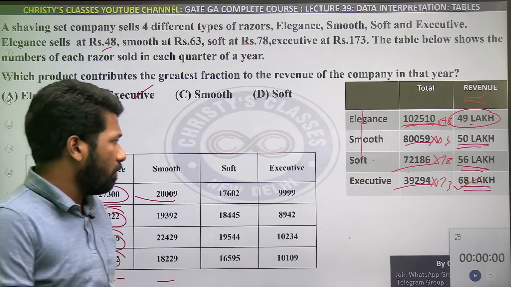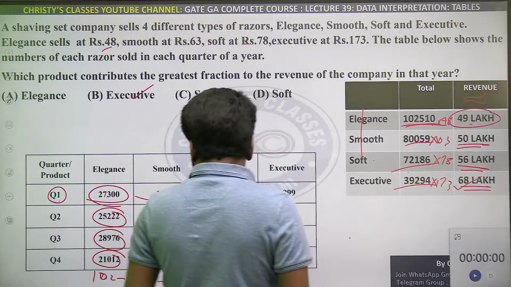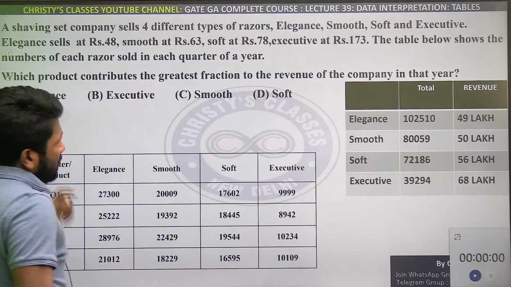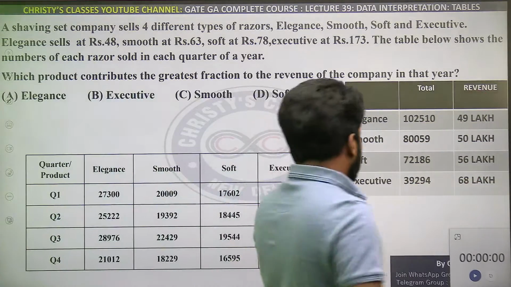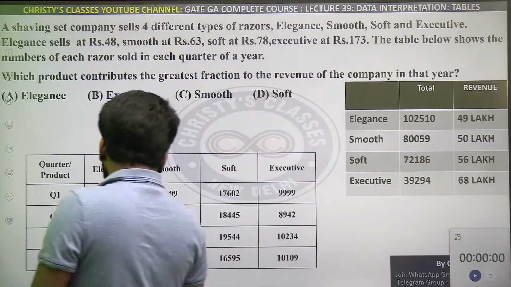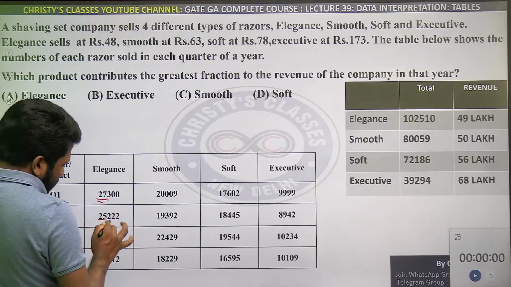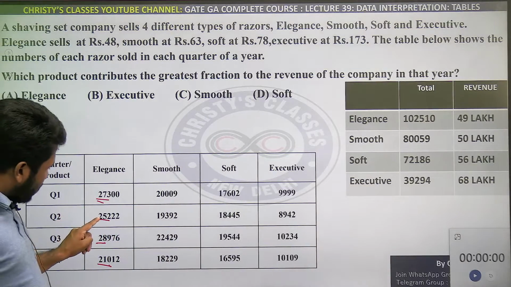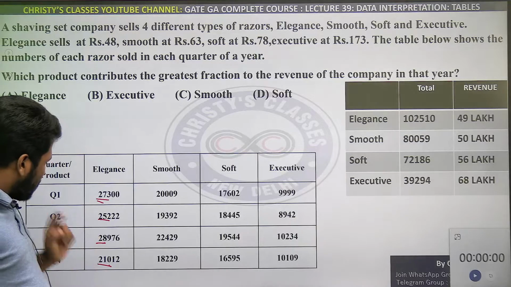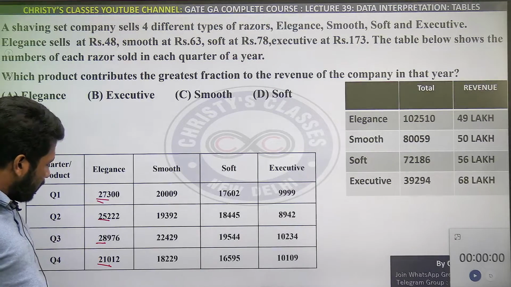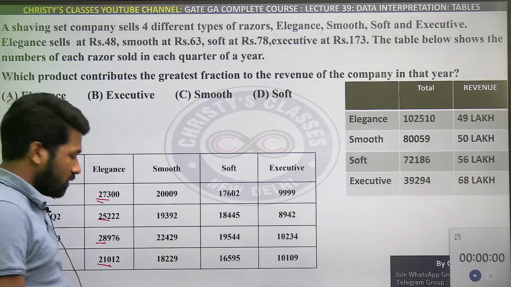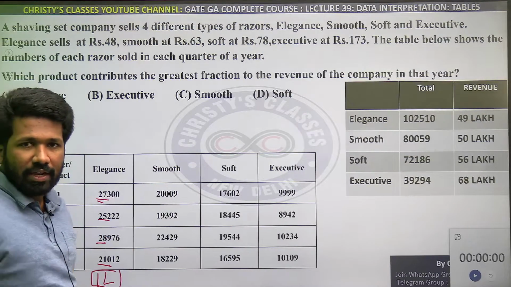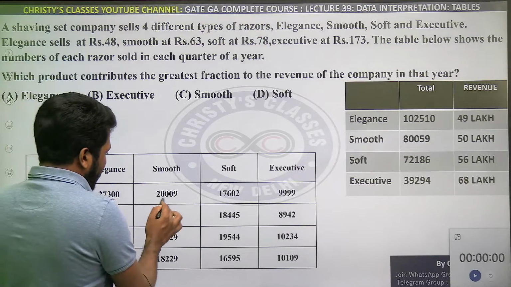Now we will go with how you can use mental math to do faster calculation or estimation. That is what I am going to tell you. Listen very carefully. So look at this. This is 27,000, this is 25,000, this is 28,000, this is 21,000. So 27 plus 25, 52. 52 plus 28, 80. 80 plus 21, 1 lakh 1,000. So approximately 1 lakh. Mentally you can add it and keep it approximately 1 lakh.